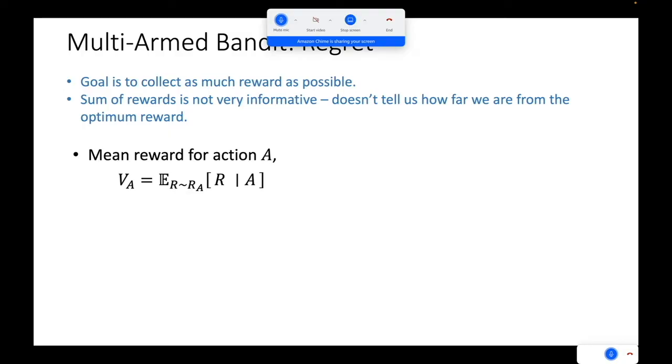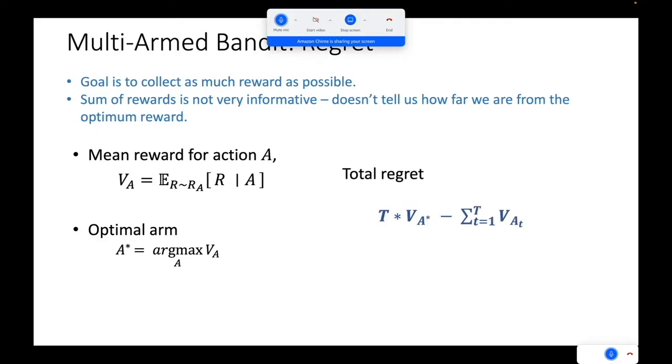So the mean reward for an action A, which we'll also call the value of the action A, can be written as this expectation. And then the optimal arm would be the arm that gives us the maximum value, right? Of course, this assumes that we know the reward distributions, which helps us to calculate the value of an arm and hence the optimal arm. But in real life, we wouldn't know that, right?